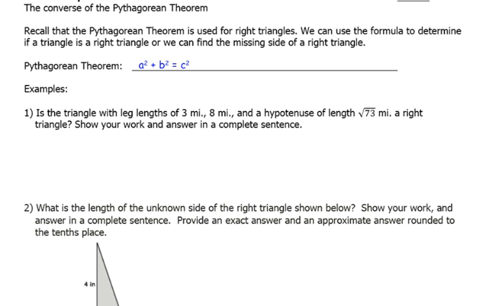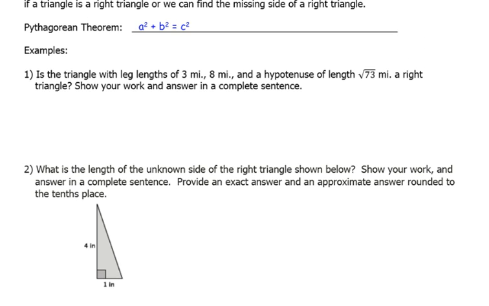So question number 1 tells us the lengths of a triangle, the legs, which create the right angle. So I'm going to draw myself a picture, make it a little easier to use. 3 and 8. And the hypotenuse is the square root of 73, which is the side across from the right angle. And we're trying to prove if this is a right triangle. So a squared plus b squared equals c squared is the way that we prove it. If this works, then this is a right triangle.